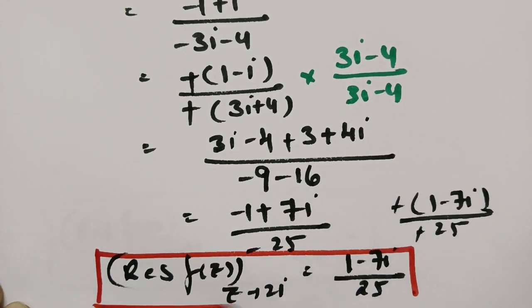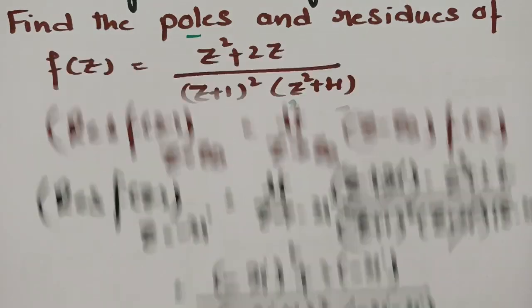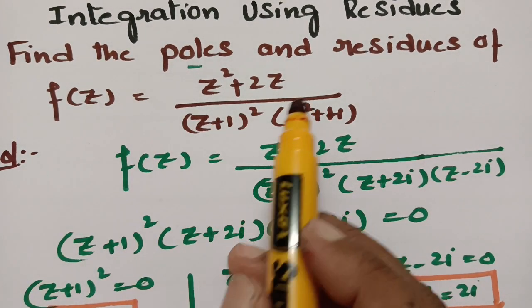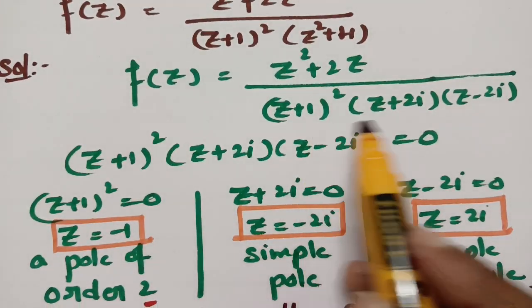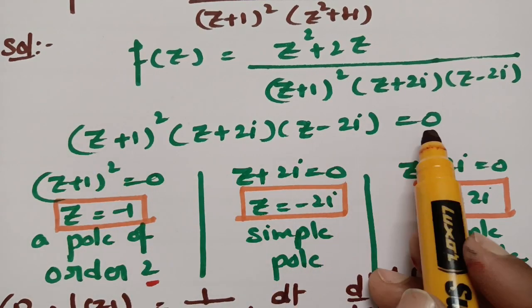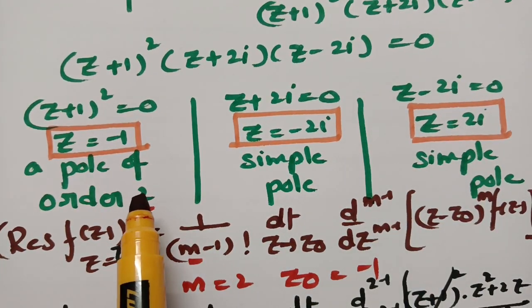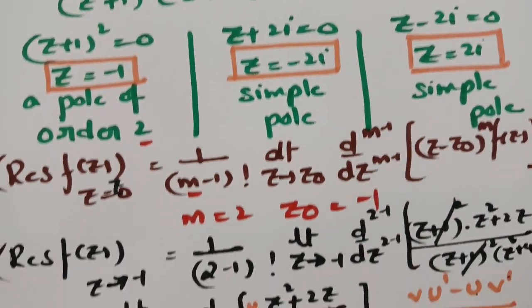See, first of all, what we have done. Here, the question asked is f of z is equal to z square plus 2z by z plus 1 whole square into z square plus 4. So in order to find the poles, we have to equate the denominator to 0. After equating each and every term to 0, we got z is equal to minus 1 is a pole of order 2, and here it is a simple pole, and this is also a simple pole.